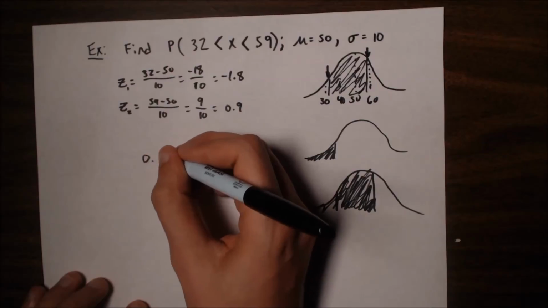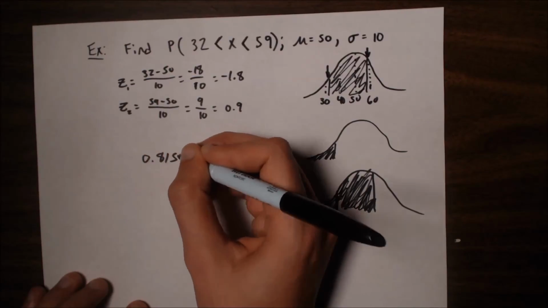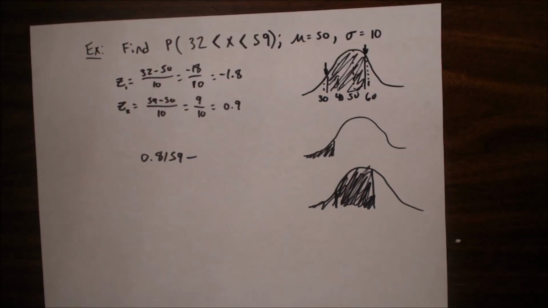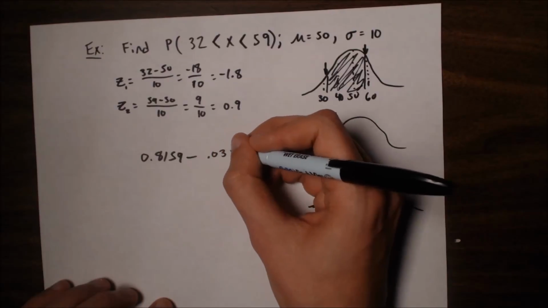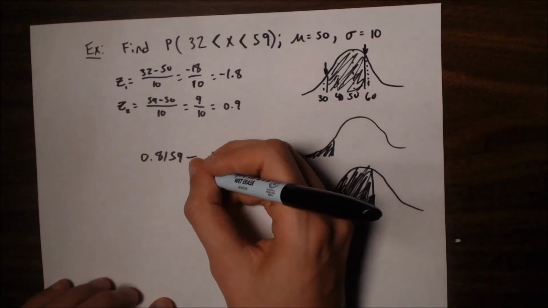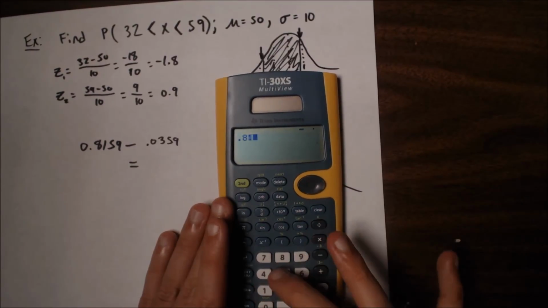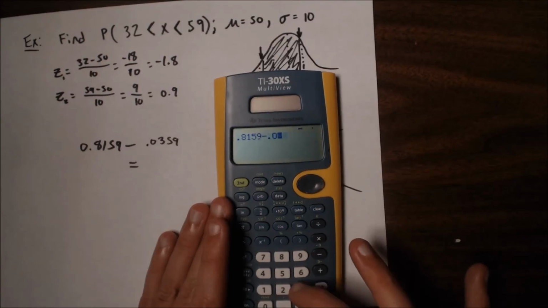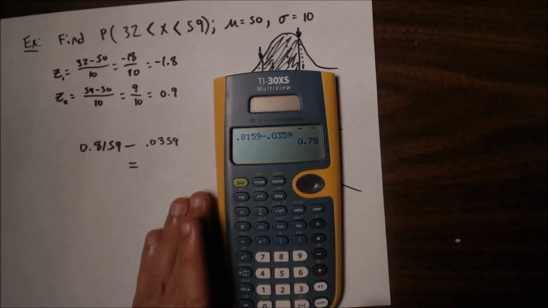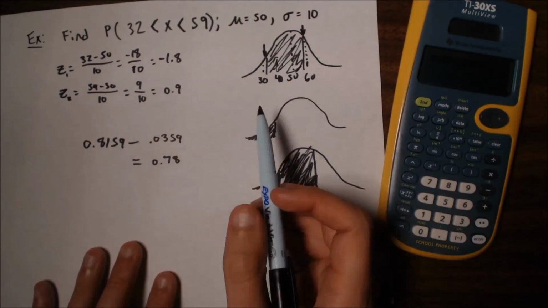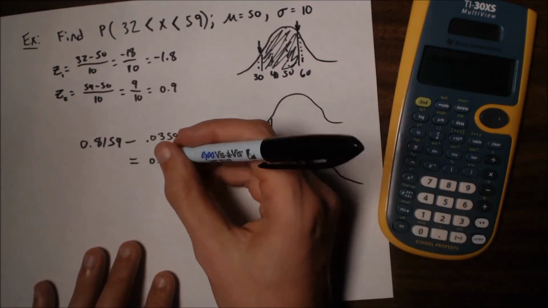Okay, the larger number is 0.8159, and I'm going to subtract from that the probability for this number, 0.0359. And so when I subtract these, 0.8159 minus 0.0359, I get 0.78. So that means 78% of the data is going to be in between these two values. That's our answer.